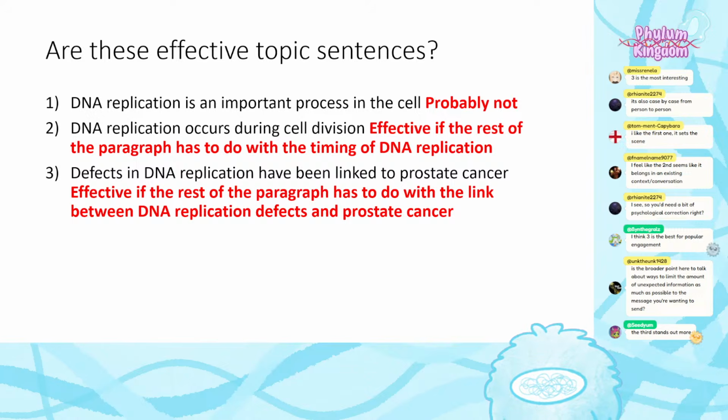Is the broader point here to talk about ways to limit the amount of unexpected information as much as possible to the message you're wanting to send? Exactly. That is how I personally think about building clarity: minimizing the cognitive penalty sentence to sentence, right? Limiting the possibilities by kind of railroading your audience to a certain conclusion.